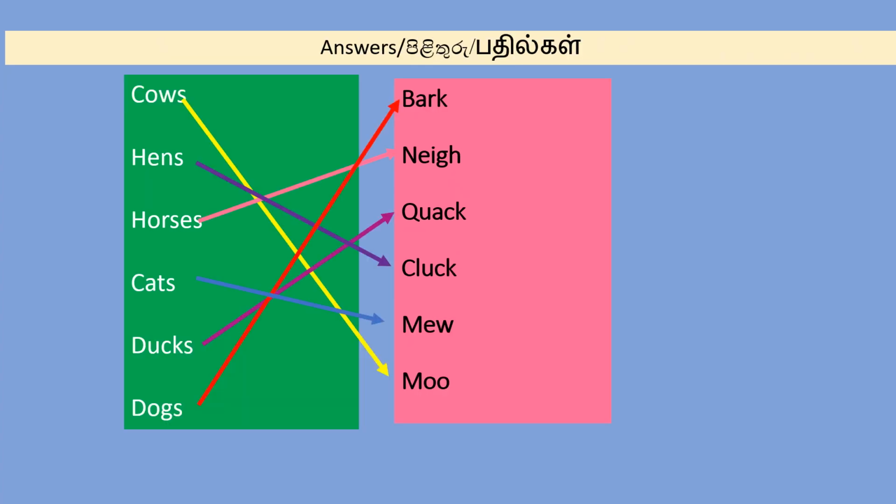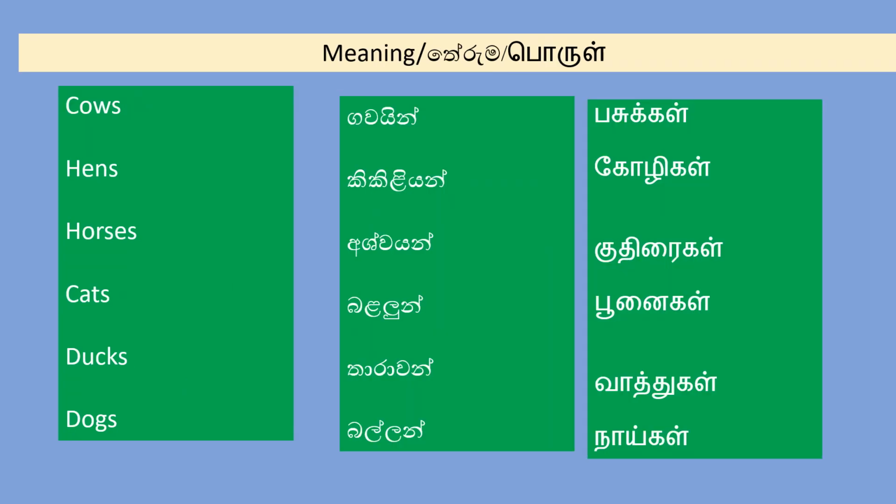Answers. Cows moo. Hens cluck. Horses neigh. Cats mew. Ducks quack. Dogs bark. Meaning.